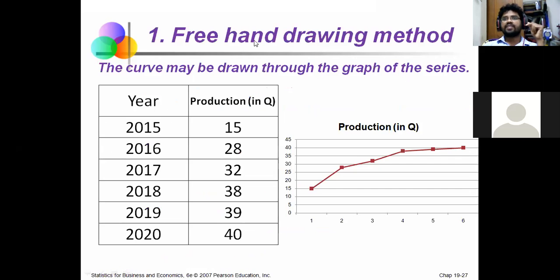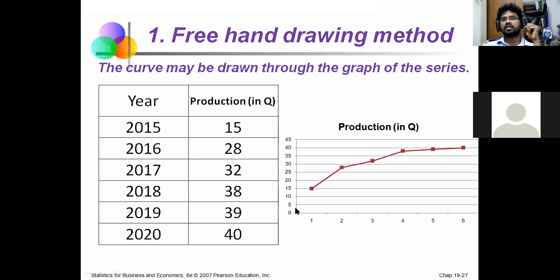See, the first one is the freehand drawing method. What is the freehand drawing method? Simply, whatever the data is there, if you take the data and draw a graph, that is called the freehand drawing method. For example, I have taken the data: year and production in quintals. For example, 2015, and whatever the years are there, time we should take on the x-axis. There's a time 1, 2, 3. There's a 1 for 2015, 2 for 2016, like this. So this is production in terms of quintals.